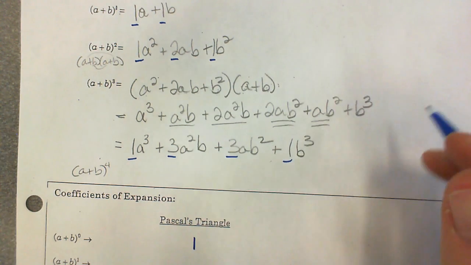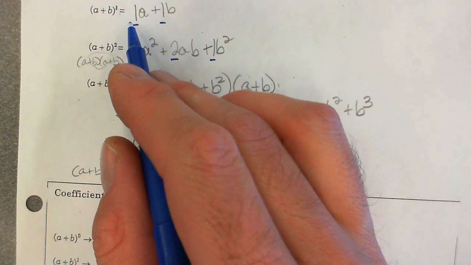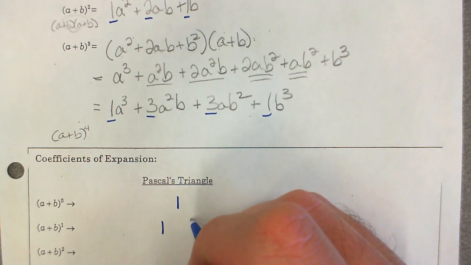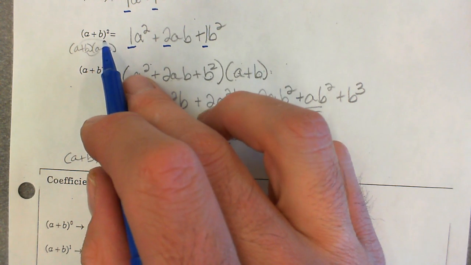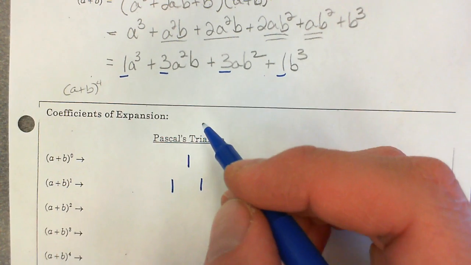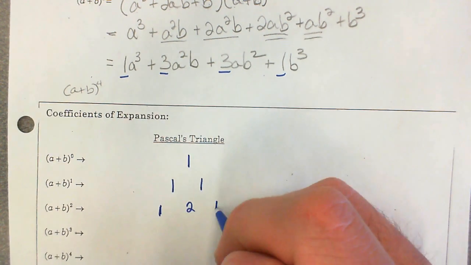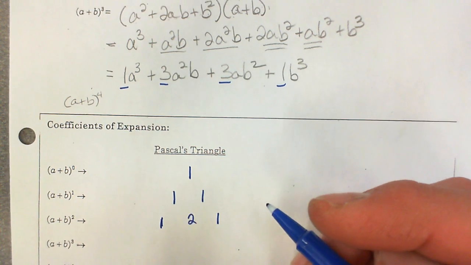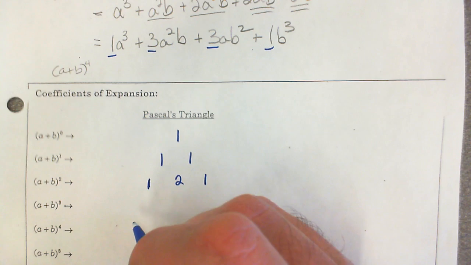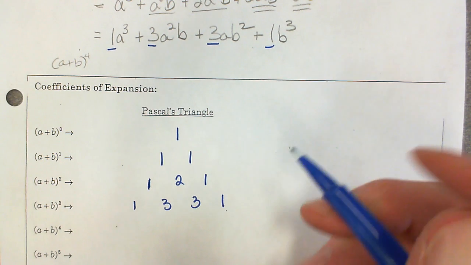So I'm going to write that right here. Then a plus b to the first power, we know that was 1 and 1. So this is a 1 and a 1. Then to the second power, we had a 1, a 2, and a 1. So here, for the second power, it's a 1, a 2, and a 1. To the third power, we had a 1, a 3, a 3, and a 1. So this is a 1, a 3, a 3, and a 1.